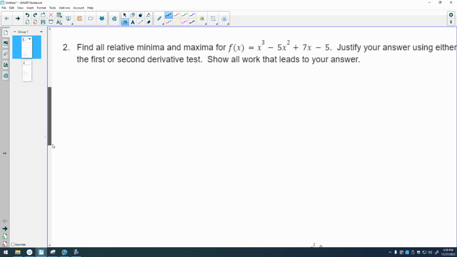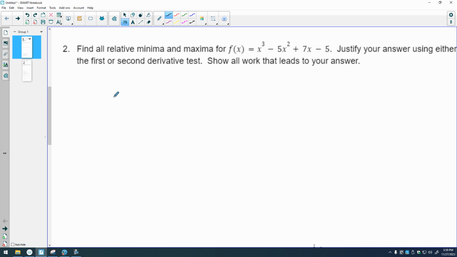Okay, question 2. Relative min and max. So there's really no difference in my first step. I still have to find critical values. So before I start doing first derivative test, second derivative test, I'm going to find my derivative. So f prime is 3x squared minus 10x plus 7. I'm going to set that equal to 0, and you can go to the calculator and solve this, but we can also factor it. If you don't know how to factor well, I would spend some time factoring.